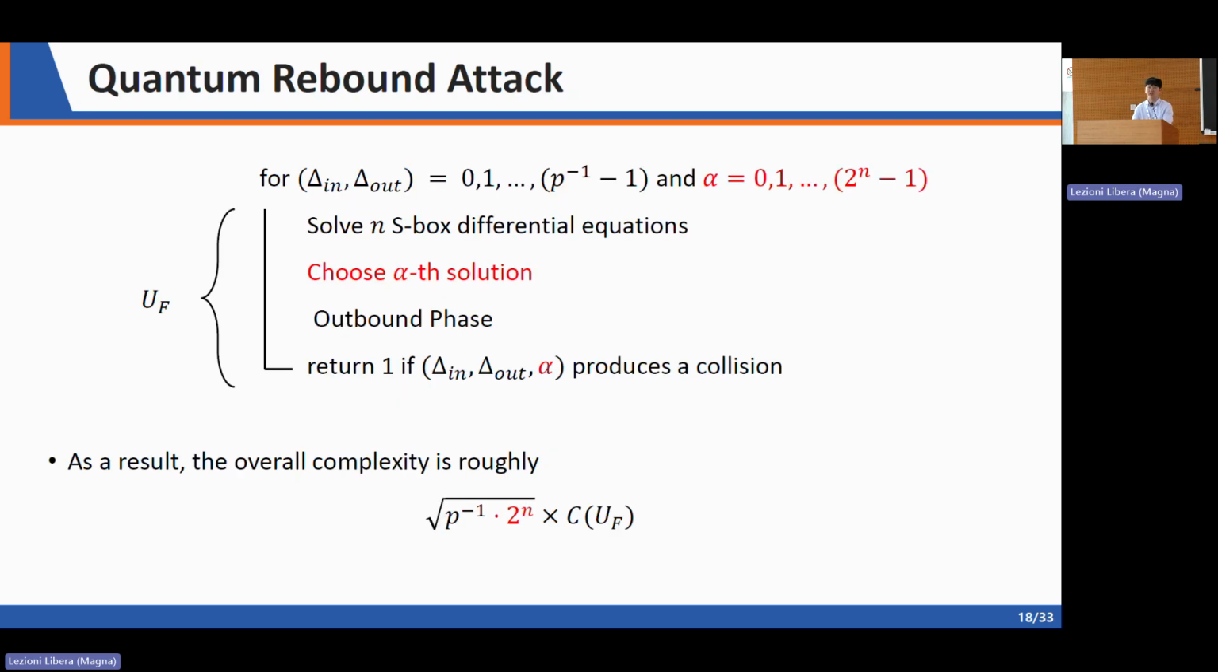The existing method addresses this issue by introducing auxiliary bits alpha. If there are n S-box differential equations in the attack, then we use an n-bit alpha, and each bit of alpha determines whether the first or second solution is used for each S-box differential equation. As a result, this increases the overall complexity by a factor of the square root of 2^n.